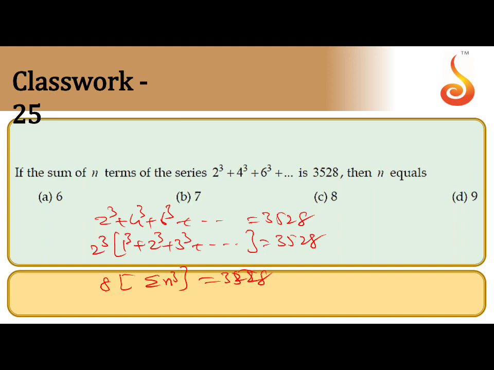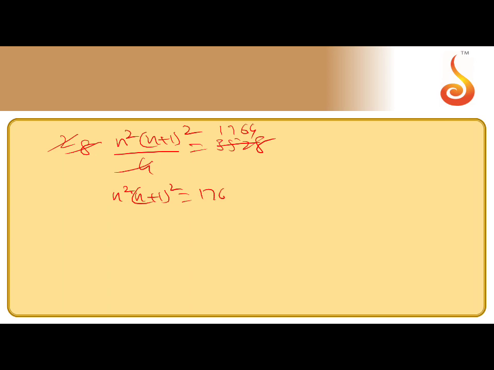So 8 into sigma n cube is 3528. 8 into sigma n cube, what follows? n square into n plus 1 whole square by 4 equal to 3528. So now 4 ones, 4 twos cancel. 2 ones, 2 ones, 2, 7, 6, 4. That means n square into n plus 1 whole square equal to 1764.